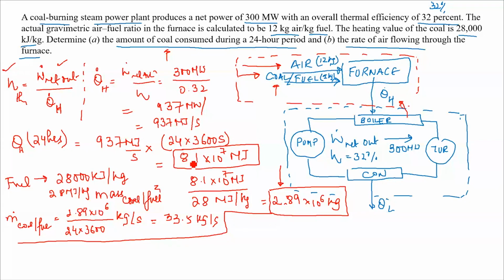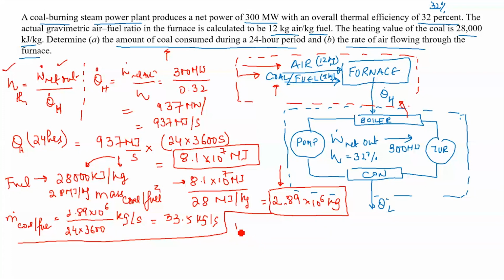Sir, please also explain the one above, why we divided by 28 megajoules, which gives the answer 2.89. You know that the energy that was provided to the furnace is 8.1 into 10 to the power 7. For each kg, 1 kg of coal gives you 28,000 kilojoules or 28 megajoules of energy. So how much coal was required to give you 8.1 into 10 to the power 7 megajoules of energy? It is this much amount of coal, 2.89 into 10 to the power 6. Clear? Okay sir, clear, thank you. All right, you're welcome.